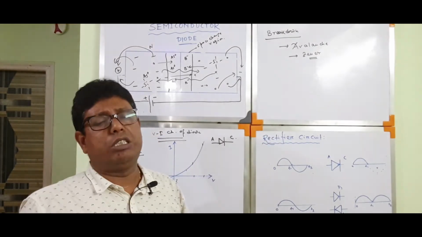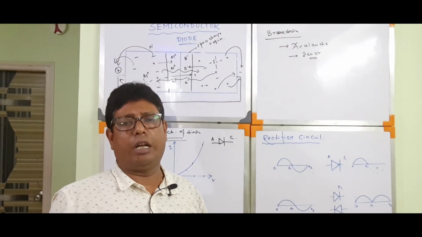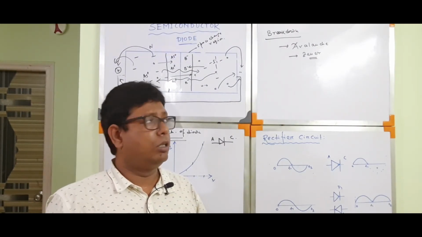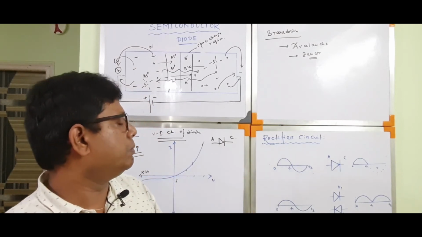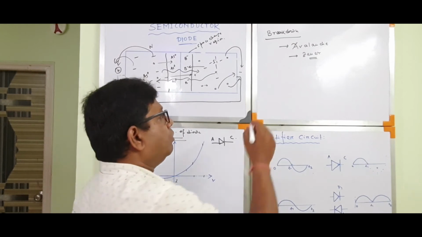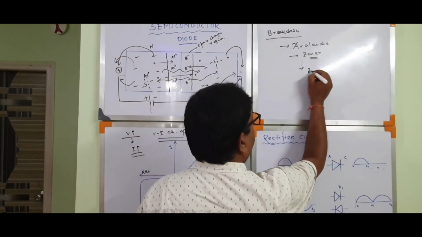And Zener breakdown means you have to apply a sufficient value of external energy by which a huge number of bonds will be broken at a time. This is called Zener breakdown. So, Zener breakdown or avalanche breakdown. By the principle of Zener breakdown, we use a diode. This is called a Zener diode.